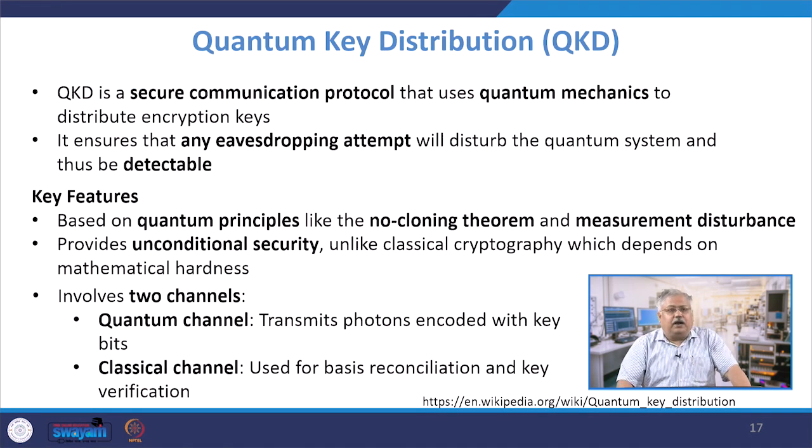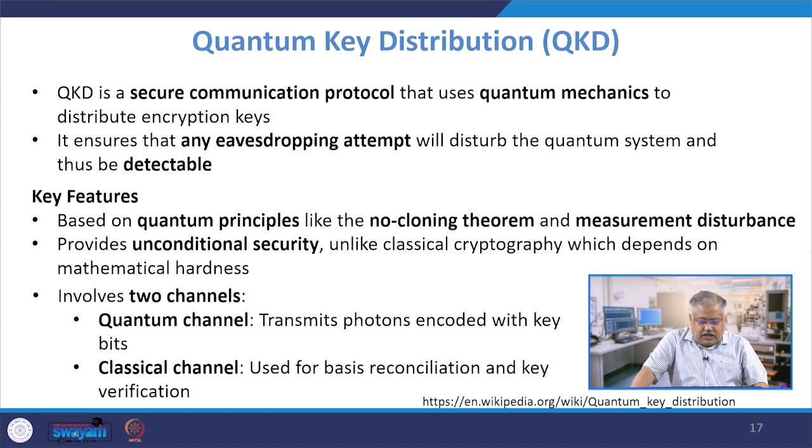Let us come to one of the later parts of my code, and this is known as quantum key distribution, or QKD. Just like superdense coding, QKD is a secure communication protocol that uses quantum mechanical principles to distribute the encryption key. The whole idea is how you distribute the encryption key. Its advantage is that if there is any eavesdropping, meaning any external third party attempts to disturb the channel or extract information from it, this will disturb the quantum system and it can be easily detected.